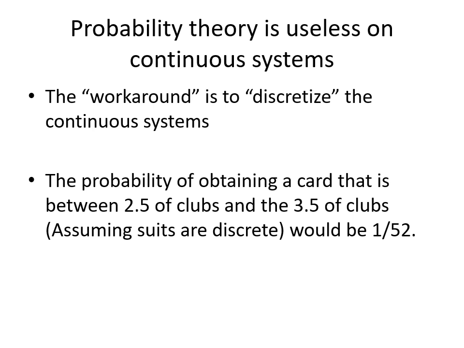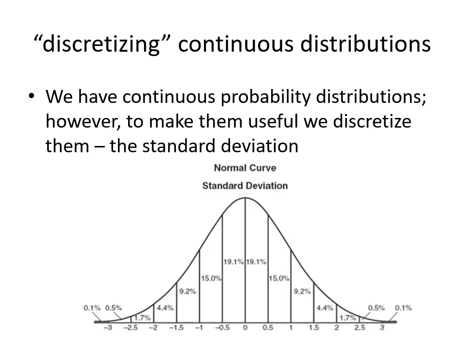And so what we would do with a continuous deck of cards, if one existed, we would say the probability of obtaining a card that is between 2.5 of clubs and 3.5 of clubs, let's assume the suits are discrete, would be 1 in 52. Okay, so we can discretize a continuous system to make it useful. And we do this all the time with continuous distributions.